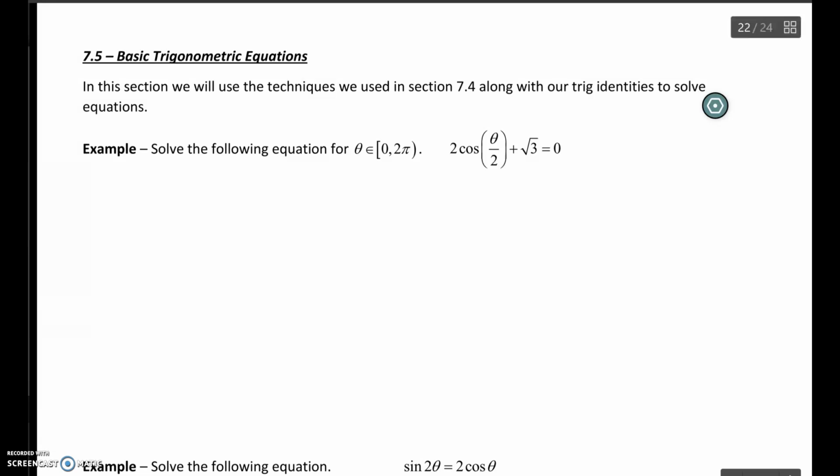All right, so this next section, 7.5, is talking about more trig equations, or more advanced trig equations. All right, so let's solve this one here.